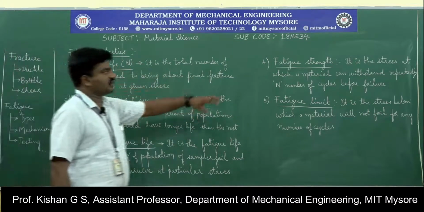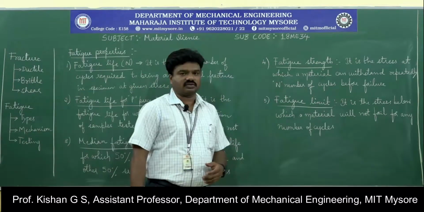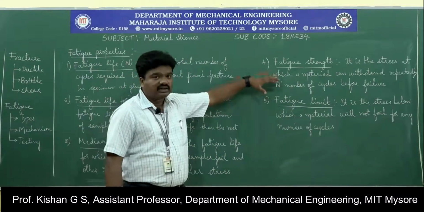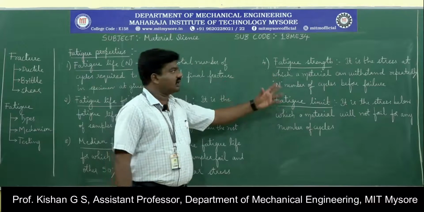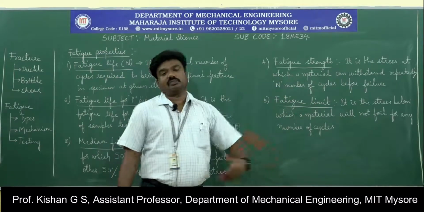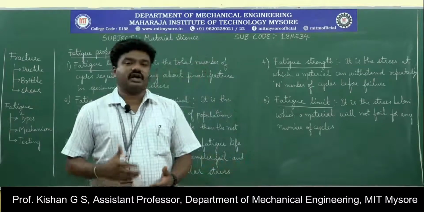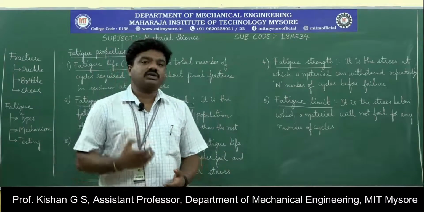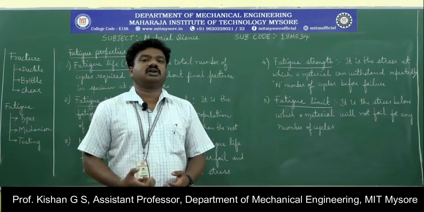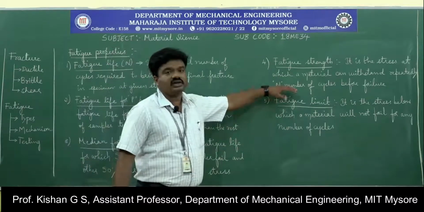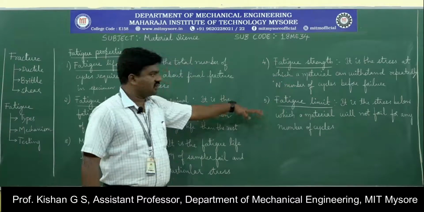Moving on with the fourth one, the important one, that is fatigue strength. We define fatigue strength as the stress at which a material can withstand repeatedly N number of cycles before failure. As per the fatigue behavior, it is the maximum stress which the material can withstand under an alternating or fluctuating loading condition. That is considered as fatigue strength here.